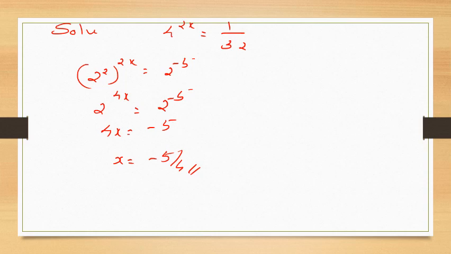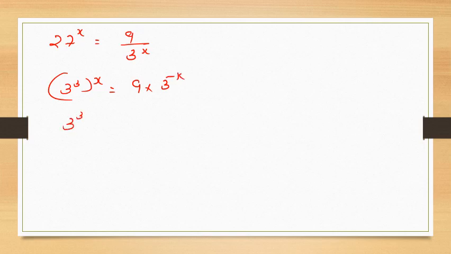Now, next question. Twenty-seven raised to x is equal to 9 by 3 raised to x. Find x. 27, how to write? 3 cube raised to x. 9 into 3 raised to x, you can write 3 raised to minus x. So 3 raised to 3x is equal to 3 squared into 3 raised to minus x.